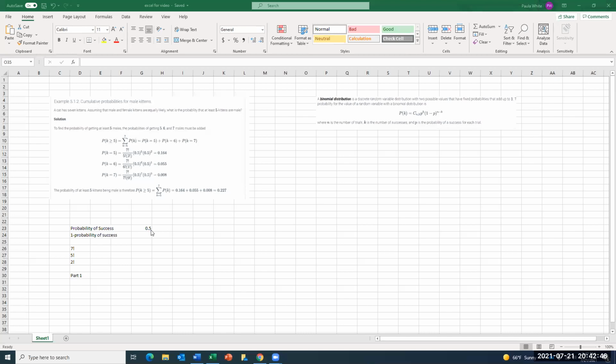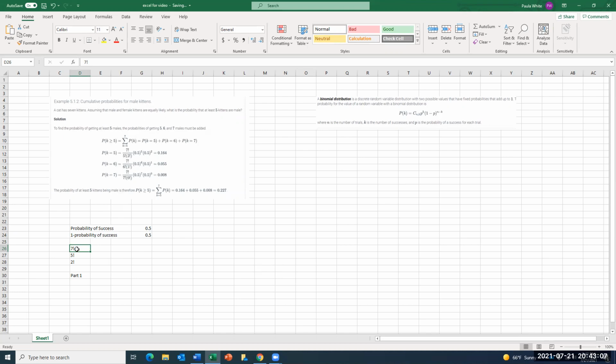I've already put down the probability of success as being 0.5. The probability of a non-success is the same. It's 1 minus 0.5, very convenient in this particular situation. And now we're going to figure out some of the terms we need for the first part of the formula, the combinations.